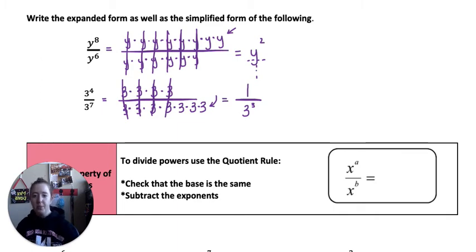Good deal. So what you might have noticed with 8 and 6 to get to 2, and from 4 and 7 to get to 3, what we'll do is we will subtract the exponents.